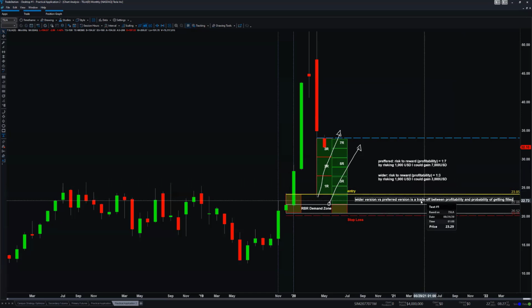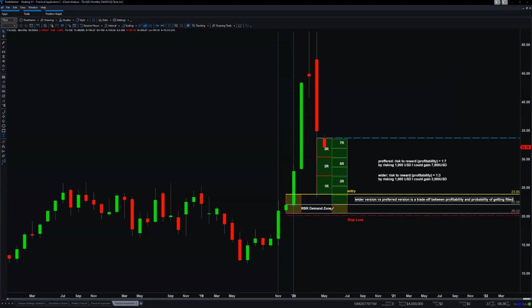So the wider version versus the preferred version is a trade-off between profitability and the probability of getting filled. Now, what is the problem within this demand zone right here on the preferred is price never got there. So while on paper I could have collected 7 Rs, in reality, I never collected anything. So which one was the better scenario? The one that Sina put in, the wider version, was the better one, because with the preferred one, we never would have gotten a chance to be in this trade.